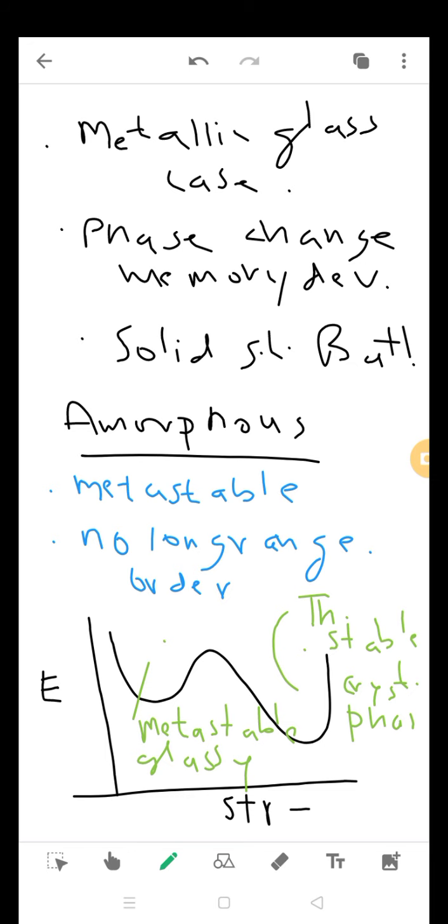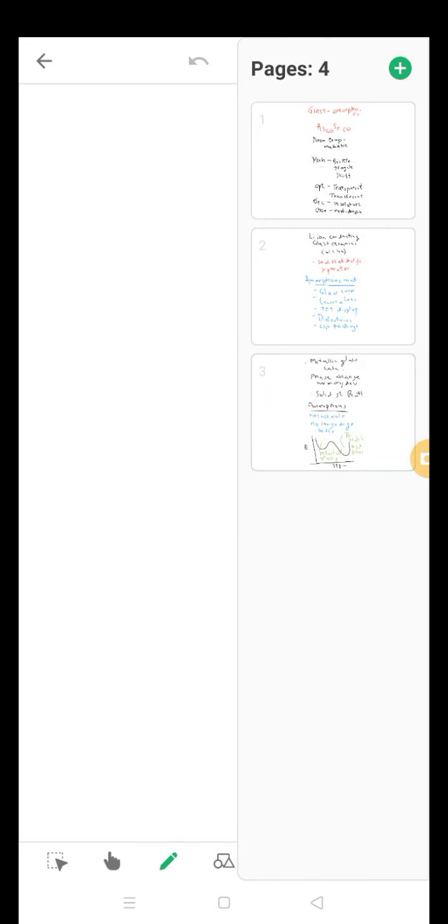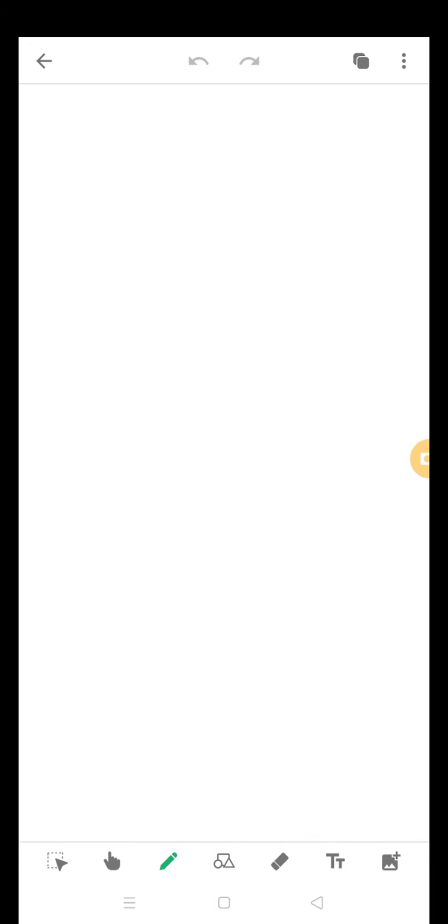Now, coming to the structure, this amorphous material basically comes in the shape of an oxide. So basically it's A2O3, a 2D compound. And how do we actually understand whether it is in the crystalline state or the amorphous state?